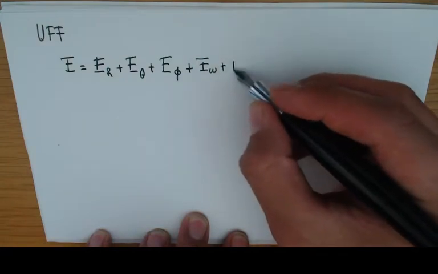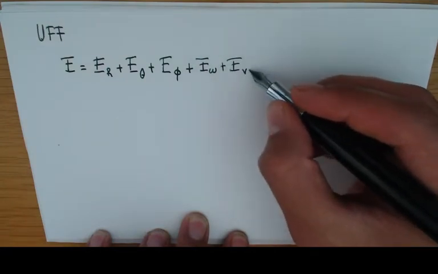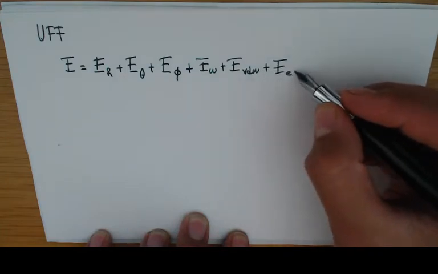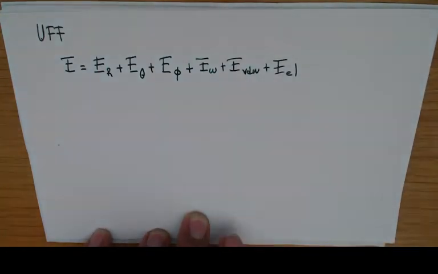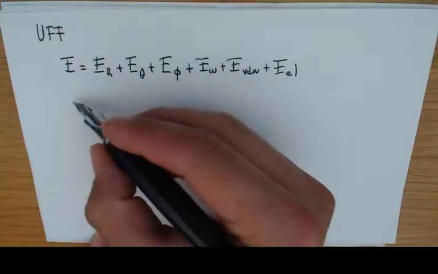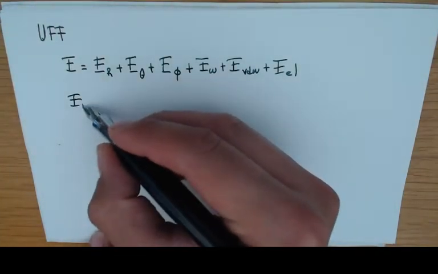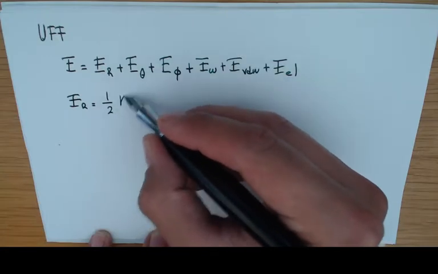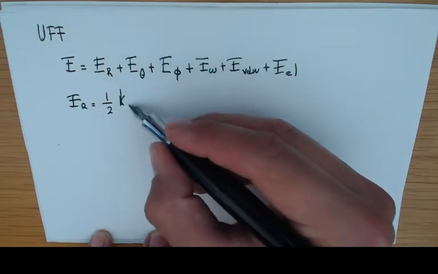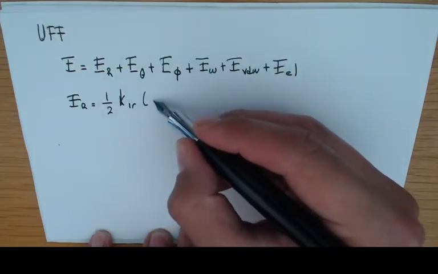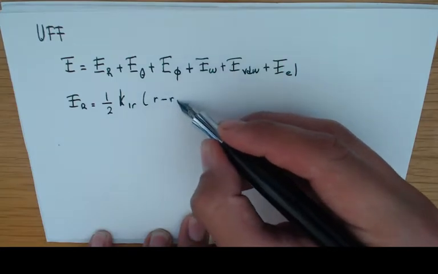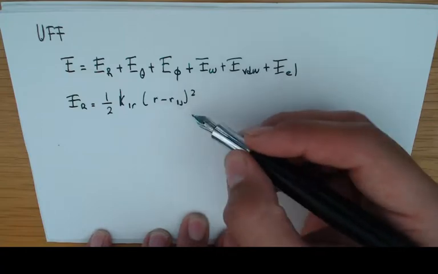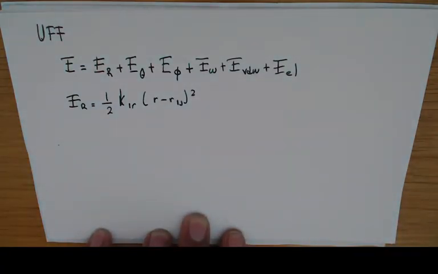Then the van der Waals energy, and finally, the electrostatic energy. Those are all of the terms. Each one of these terms is in turn defined in different fashions. This is the ER in the simplest form, although there's an alternative to use the Morse potential instead of this harmonic oscillator.